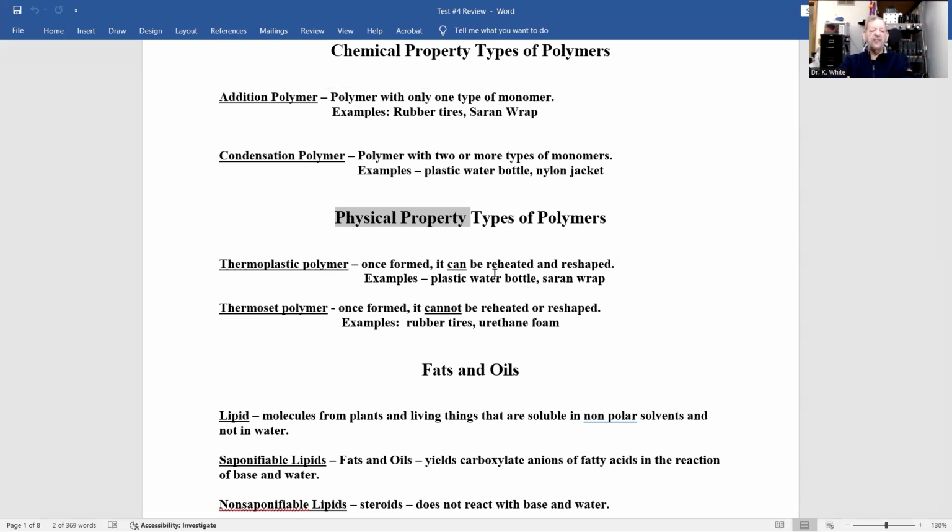Now, the other type is a thermoset polymer. Once formed, it cannot be reheated or reshaped. Examples of that are car tires, rubber tires, or urethane foam. Dr. White's worked with urethane foam. I think I have about 6 US patents in urethane foam. So I know that a little bit.